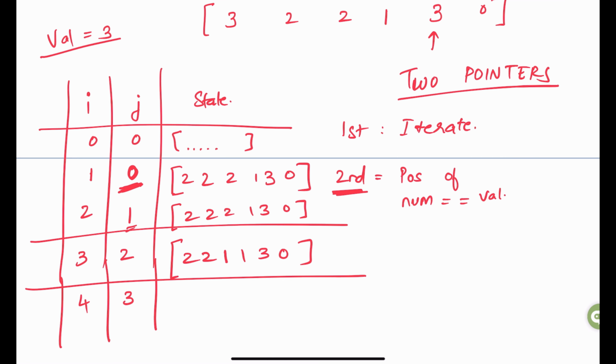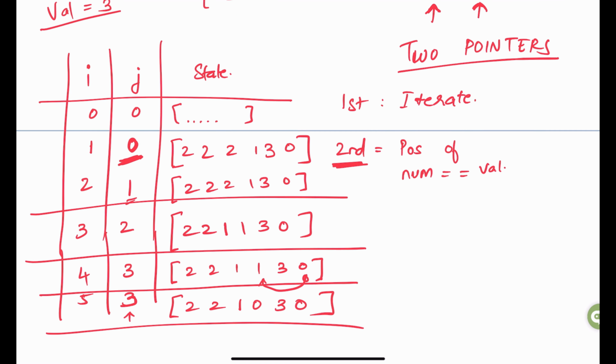Now i is pointing at 3. As the value is equal to 3, we don't need to copy and we'll continue forward by only incrementing the i pointer. Moving on with i equal to 5 and j equal to 3. i is pointing at 0. As it is not 3, we'll repeat the same operation of copying the value into the jth position and increment both pointers. As we are at the end of the nums array, we'll stop the iteration here and return the value saved in j, which is 4. And the updated nums array will have 2, 2, 1, 0, 3, 0.